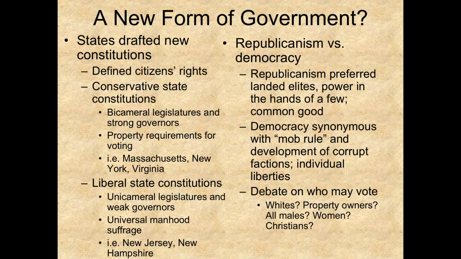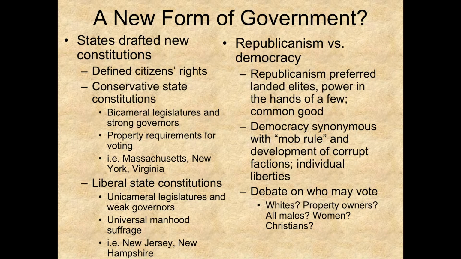Though in states like Massachusetts, New York, and Virginia, they are going to set up strict voting rights as well, meaning that they're going to add property requirements to voting. And these are your more conservative states of the Union at this time. Now, the liberal states like New Hampshire and New Jersey are going to have the one-house legislature and pretty weak governors. However, they call for universal male suffrage, which means all white men, regardless of property, can vote. So, in essence, expanding democracy in their area.